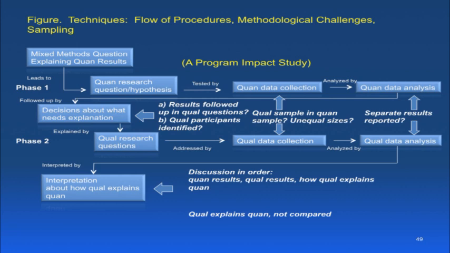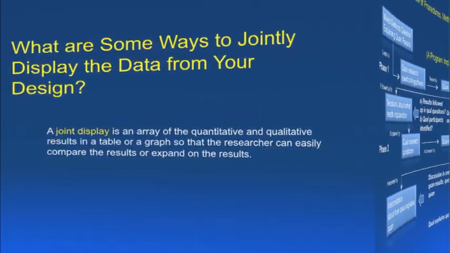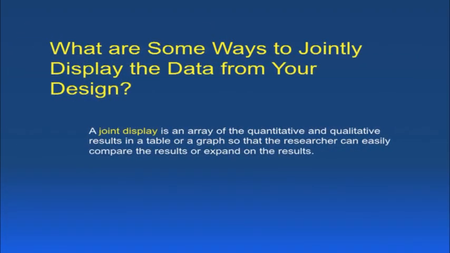So what we've been able to do is to map onto these designs validity issues that might render the results inaccurate. Now, another thing we've done is we've thought a lot about how to put these two databases together, regardless of design. A joint display is an array of the quantitative and qualitative results in a table or a graph.